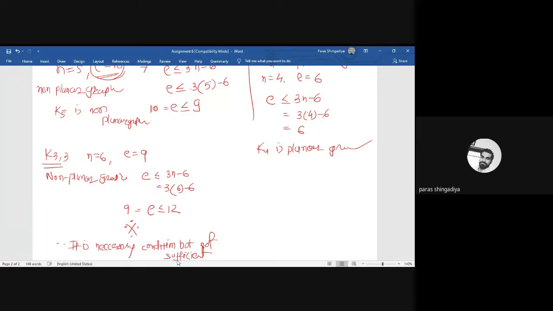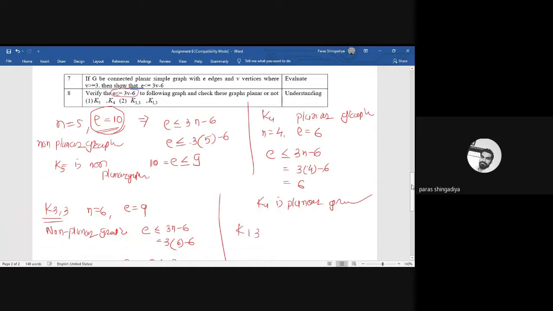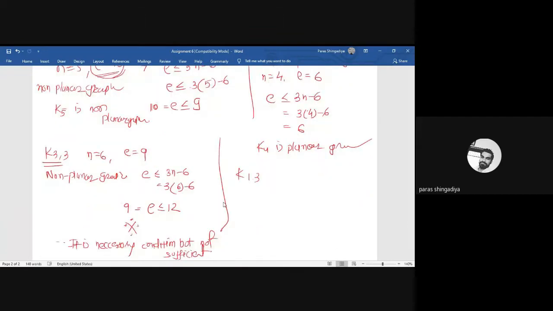Clear? In K3,3. And now you can easily check for the K1,3 graph, the last one. It is bipartite K1,3. So how many vertices are there? 4 vertices. And as you know, K1,3 is planar. It is a planar graph when we draw it. And how many edges are there? There are 3 edges.